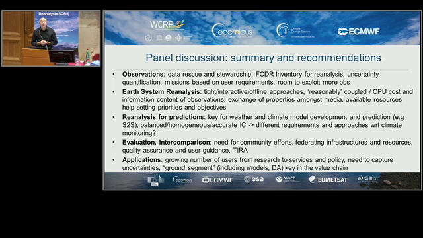Anarita also made the point that reanalysis is a fundamental tool for model development and weather and climate predictions. She pointed out the example of the S2S project, so sub-seasonal to seasonal timescales, but that's also valid for the other timescales, of course. Another point made there was the need for balanced initial conditions, and in reanalysis that may be a different requirement with regard to climate monitoring, on the other hand.